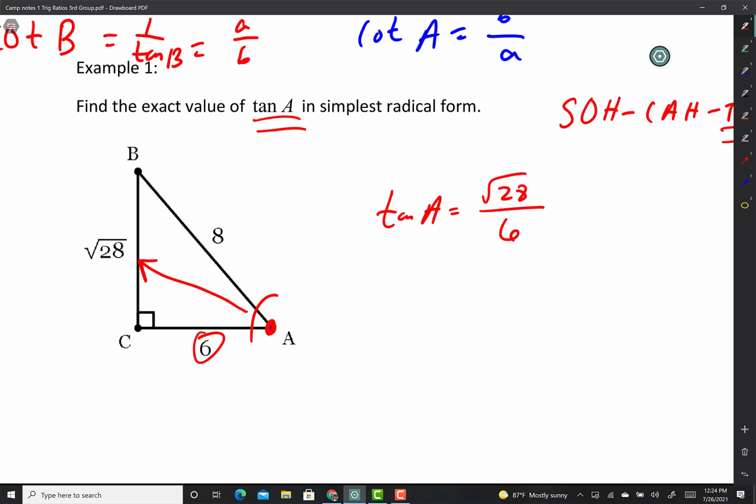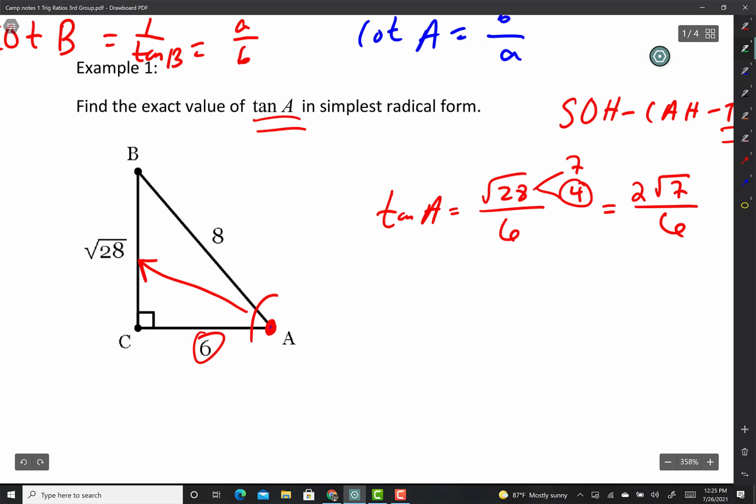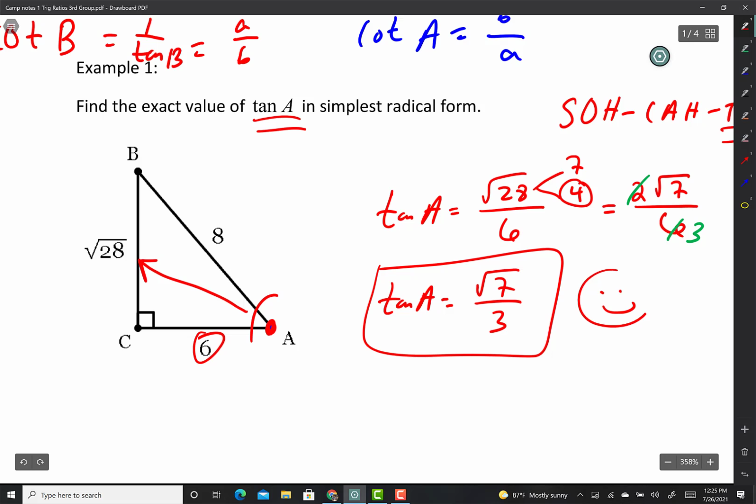Yes, but the square root of 28 can be broken down. So hopefully you remember, without a calculator, the square root of 28 is the same thing as 7 times 4. 4 is a perfect square. So you can rewrite this as 2 square root of 7 over 6. Now that you have that, guys, how many times does 2 go into 6? So there it is, 3. You're right. Tan A is equal to square root of 7 over 3. And you're done. Good job, guys.